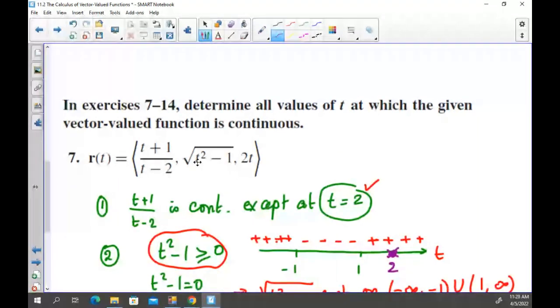For this function, t squared minus 1, can you put t equal 1 here? Yeah, you can. 1 minus 1 is 0. Square root of 0 is 0. It's perfectly okay. But if the square root of t squared minus 1 was in the denominator, you would have to exclude the 1. You understand it? Like this.